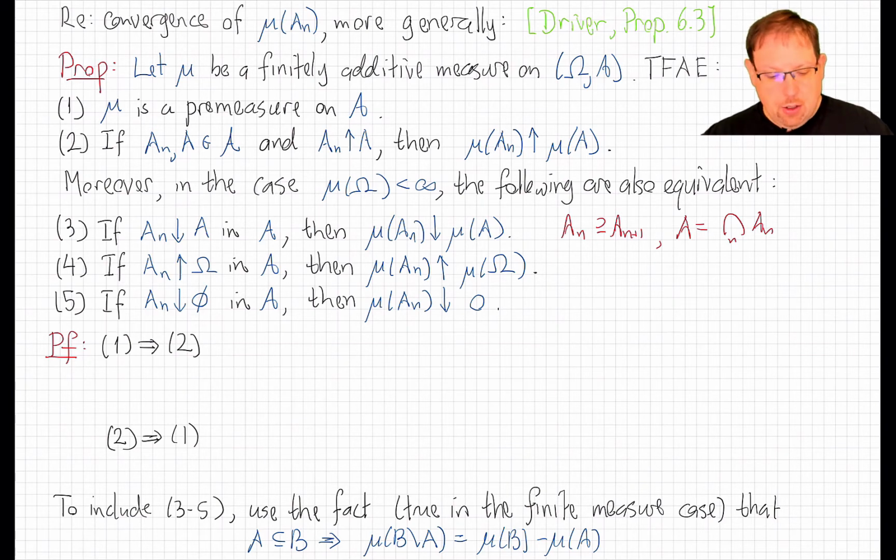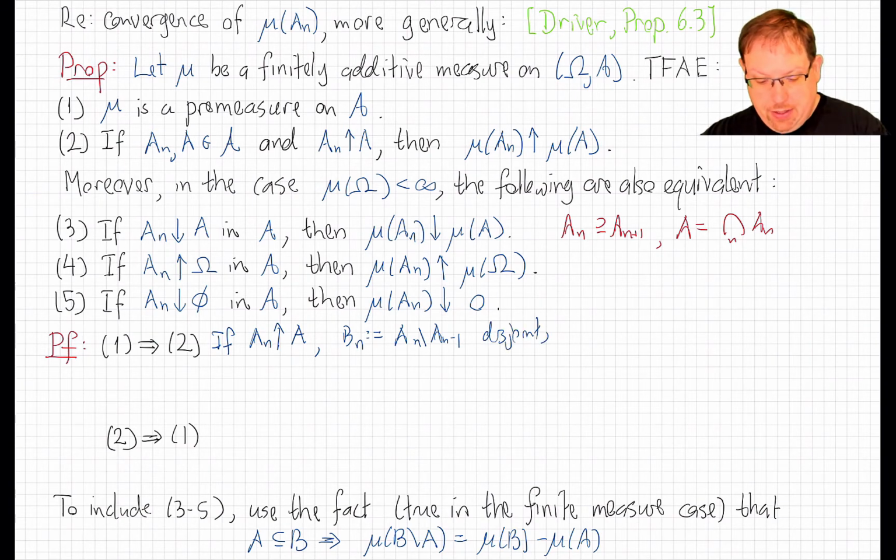Well, let's look at the proof of equivalence of a couple of these. So let's start by assuming one, that mu is a pre-measure, meaning that it is countably additive. If indeed we have a sequence of sets that increases, then we do the usual thing and disjointify them and let Bn be An minus An-1, with the caveat that B1 is just equal to A1. Then these are disjoint.